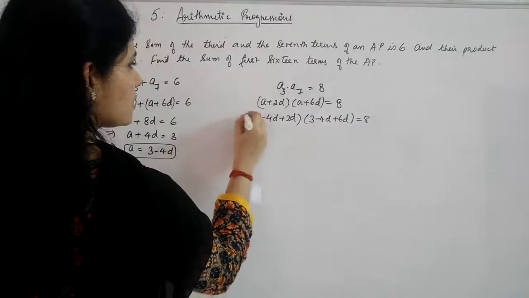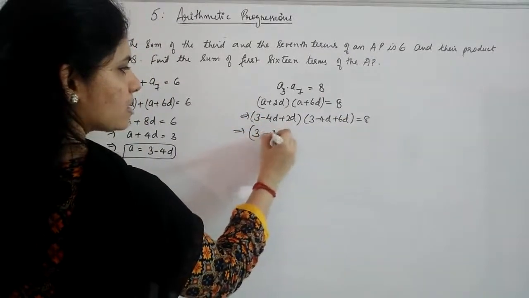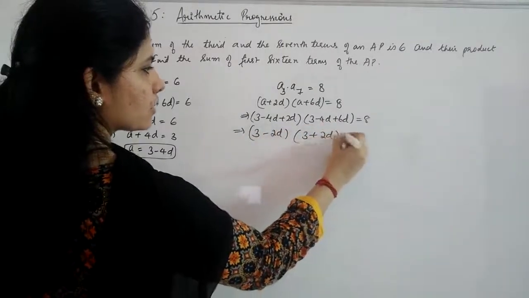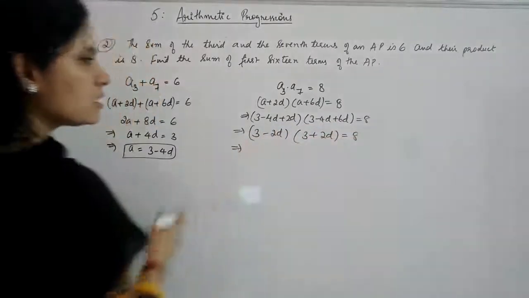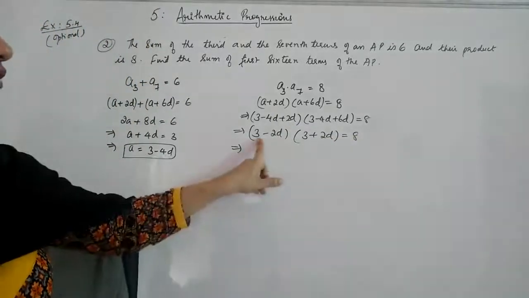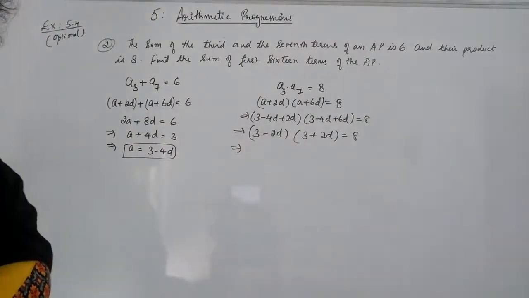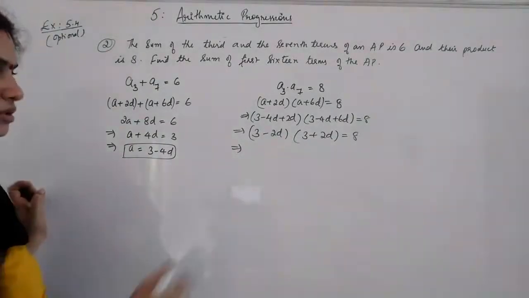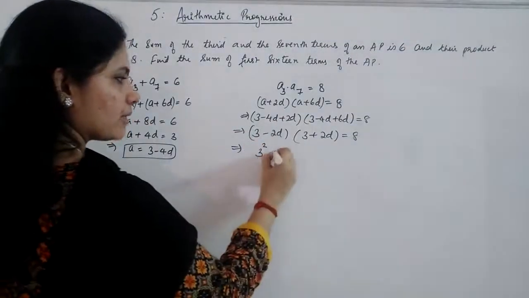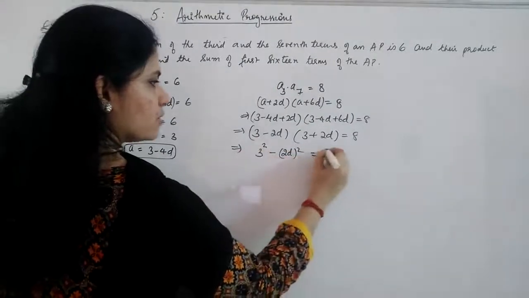That is, this will give you 3 minus 2d, and here it is 3 plus 2d equal to 8. So now this is in the form a minus d into a plus d. You are having the same value for a here and d here. So it is of the form a plus d into a minus d, which is a square minus d square. So instead of a you have 3, so it is 3 square minus b square, which is 2d the whole square, is equal to 8.